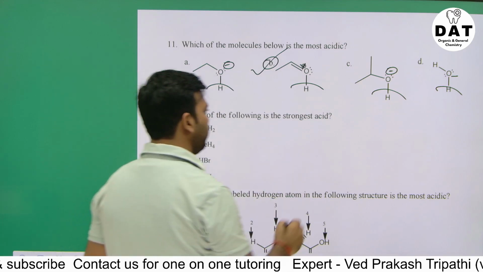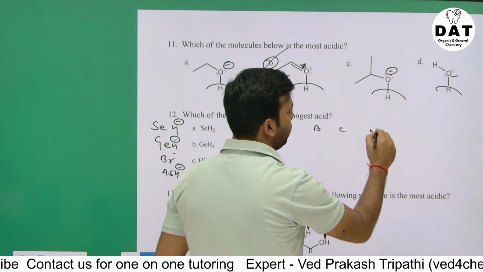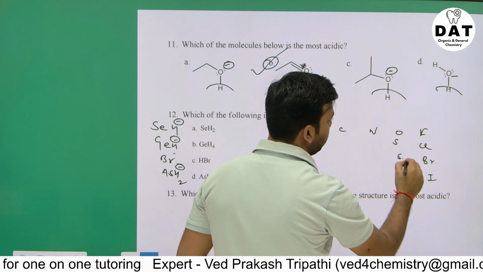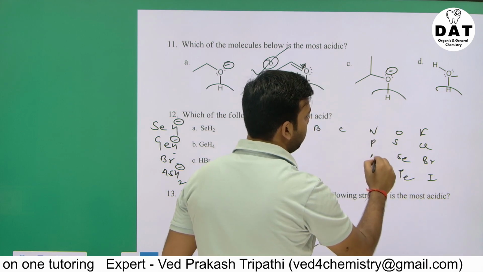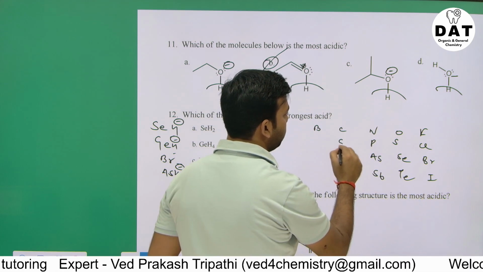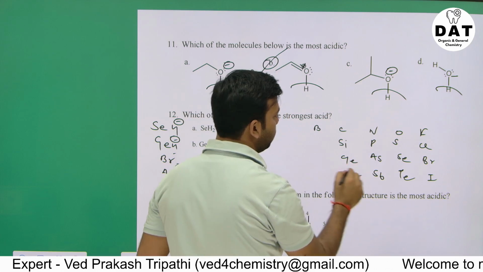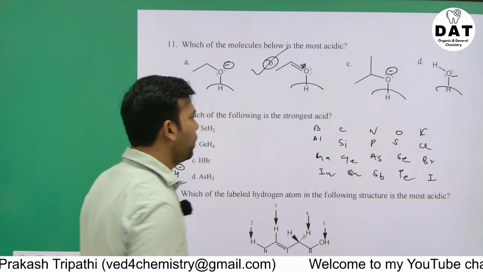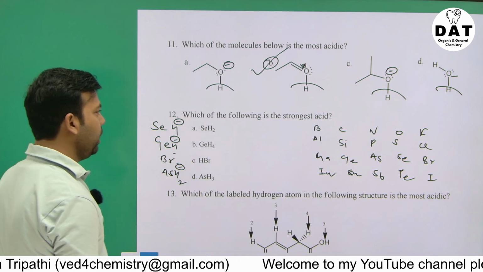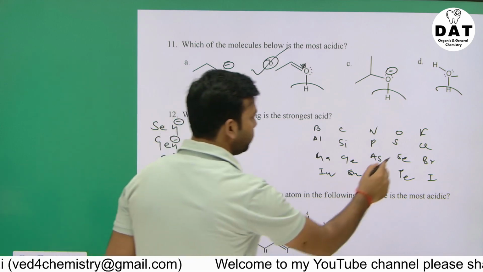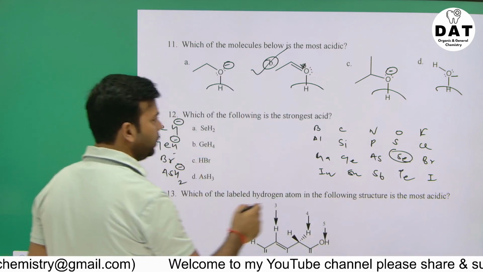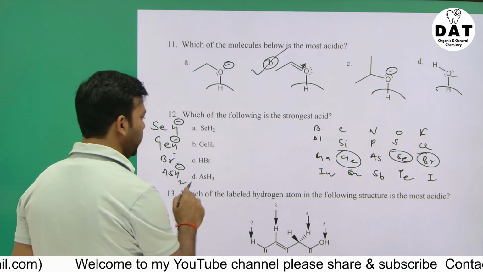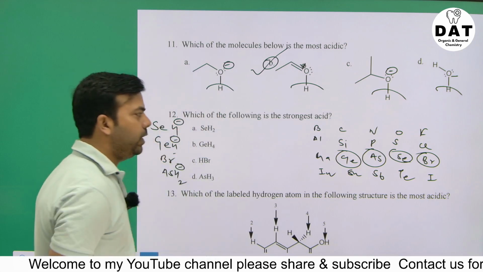Okay, look at here the periodic table. B, C, N, O, F, chlorine, bromine, iodine, oxygen, sulfur, selenium, tellurium. Okay, so now we can compare the elements. Selenium we have here Se, Ge, Br and As.